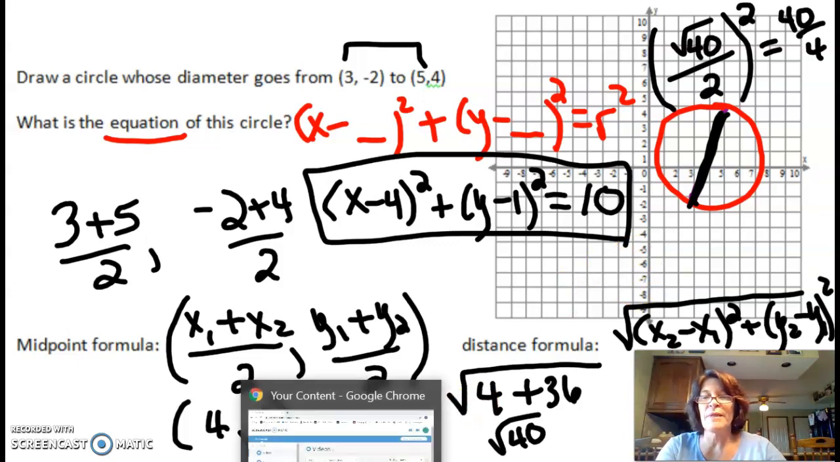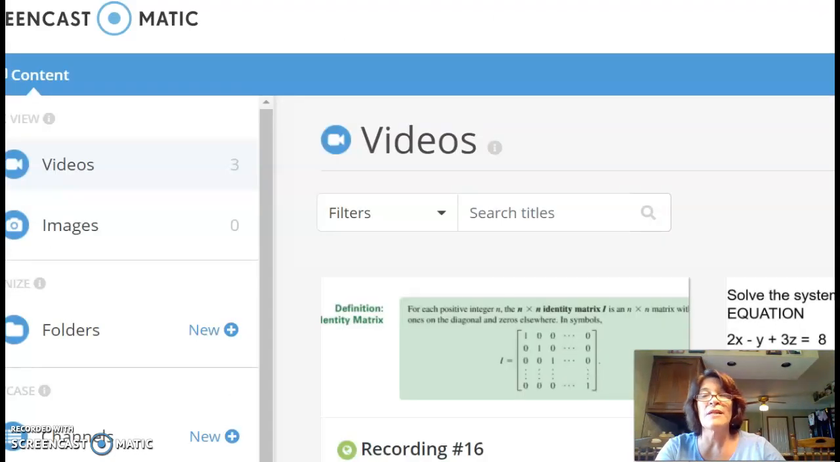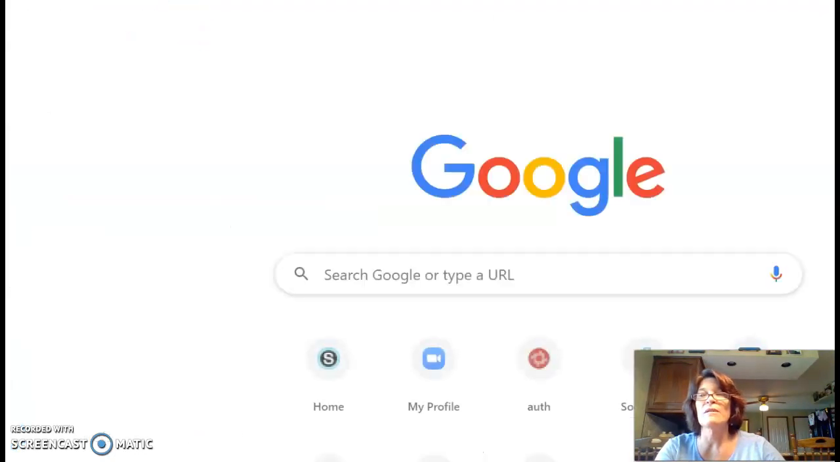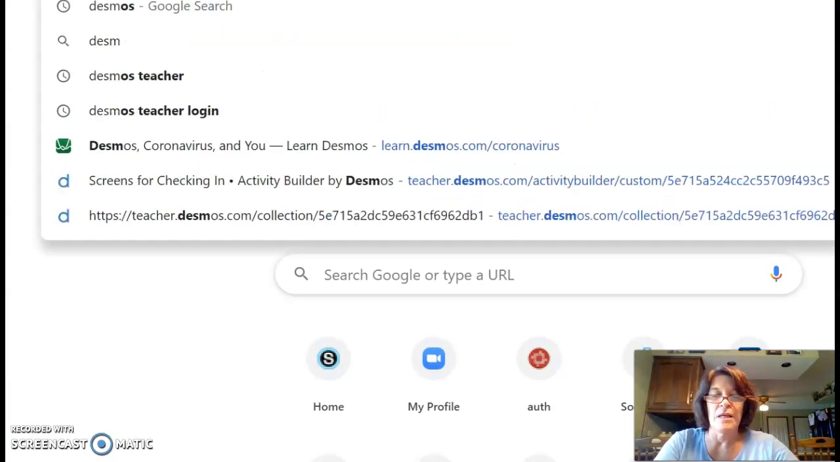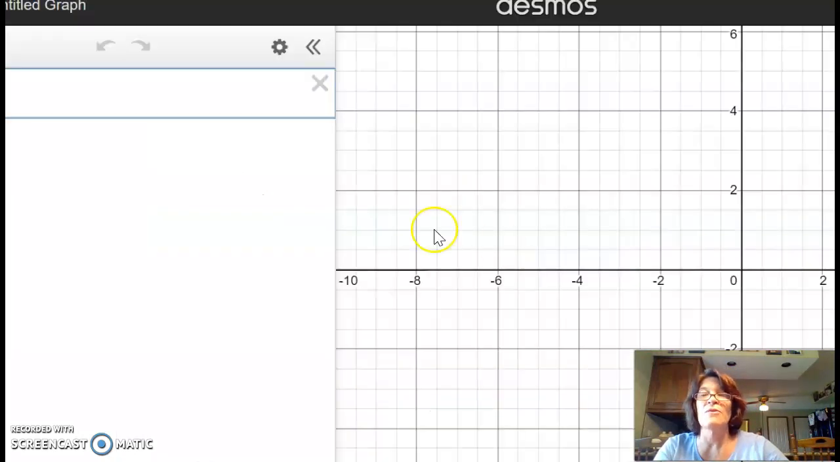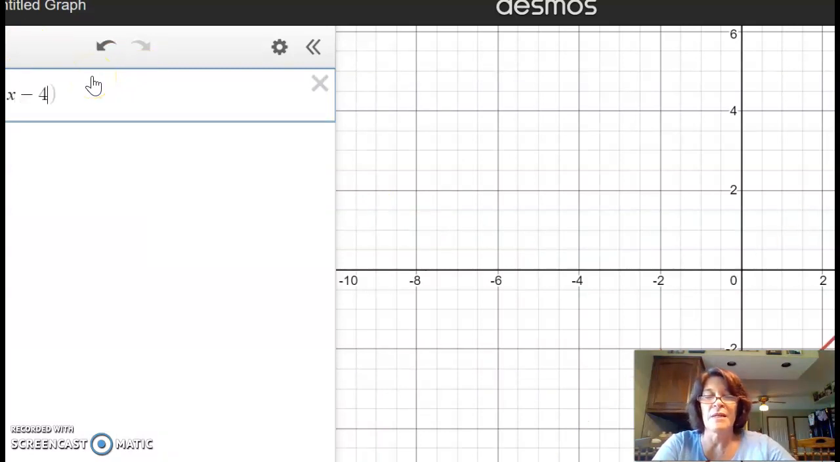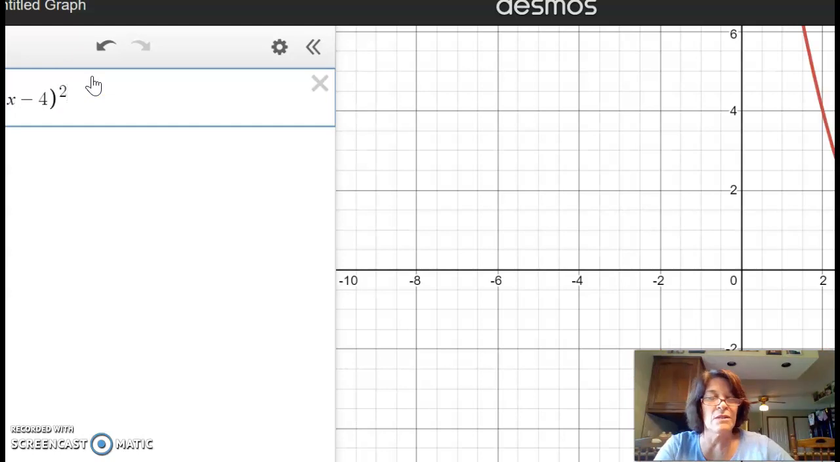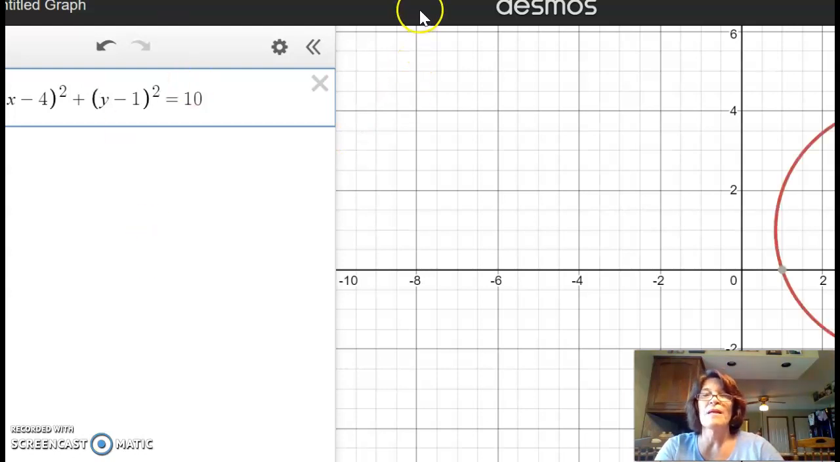Let's just pull something up here for a minute. You know Desmos calculator? Sorry, I'm doing this on the fly. I just thought of this. If I wanted to make sure I was right, I think I'd go to Desmos and I would type it in. Okay, what did I say? X minus 4 squared plus y minus 1 squared equals 10. Okay. And let me drag you over to the picture it's showing me.